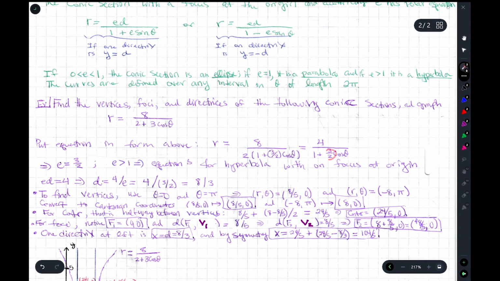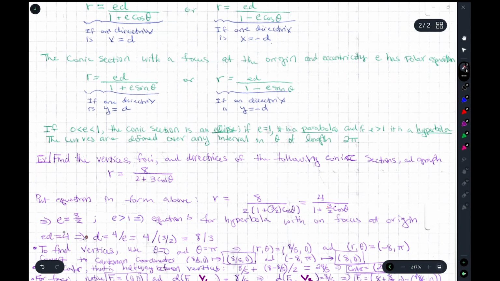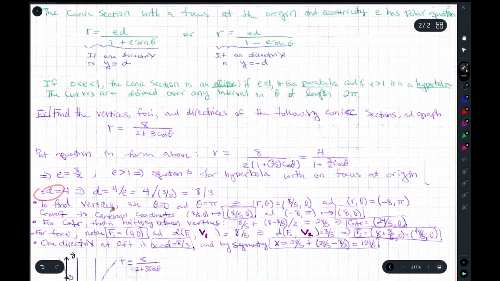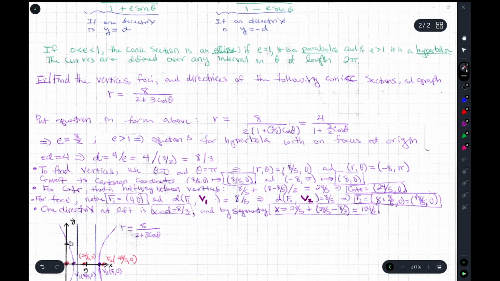And the coefficient of that cosine theta, what is it? Well, it's e. And so we get e is equal to 3/2, which is greater than 1. And so we're dealing with a hyperbola with a focus at the origin. Well, what is the numerator there? It's ed. And so we have that ed equals 4. And that implies that d is equal to 4 over e. And if e is equal to 3/2, so we divide 4 by e and get that one directrix there is at d equals 8/3. To find the vertices, we use theta equals 0.